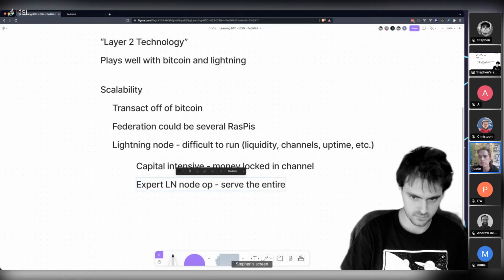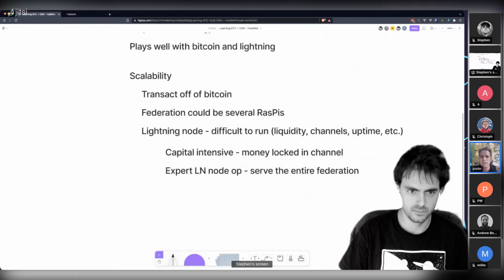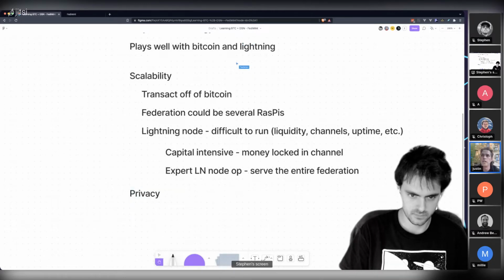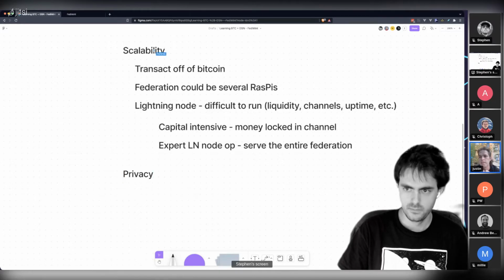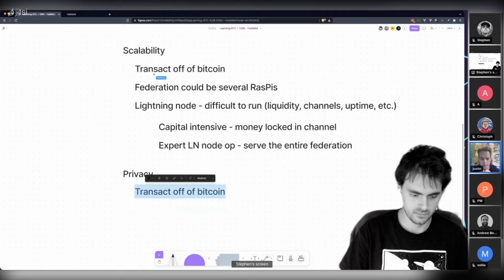And usually when you have these trade-offs for scalability, for outsourcing stuff like running a Lightning node, the privacy is terrible. Usually that's the trade-off: it's more convenient, but the privacy is terrible. One of the things that's very interesting about FediMint is that while it helps with scalability and a simpler user experience, the privacy is actually better than with Lightning or with Bitcoin.